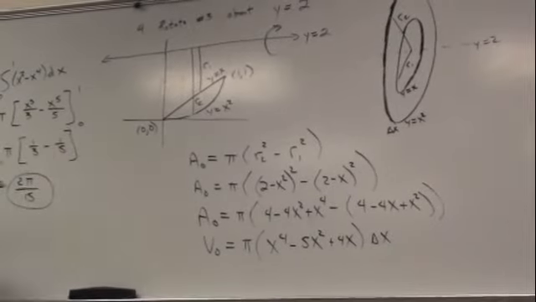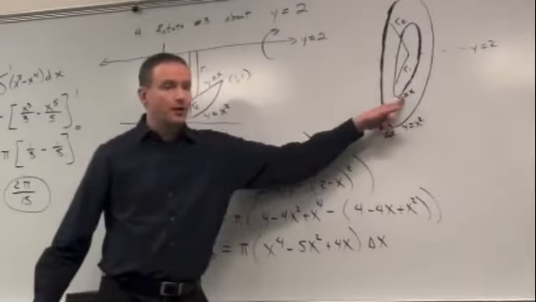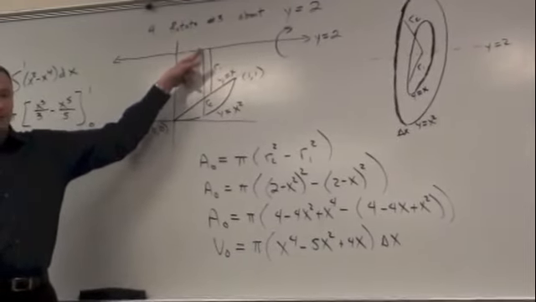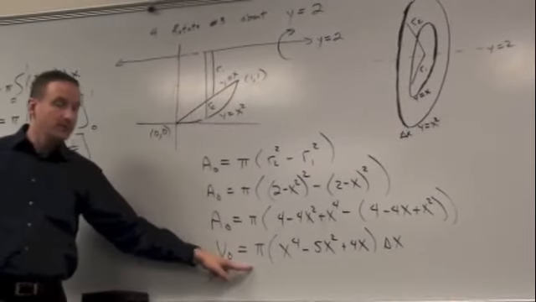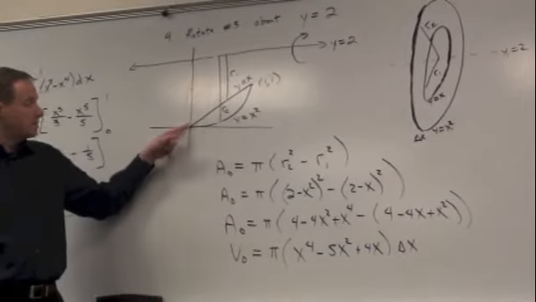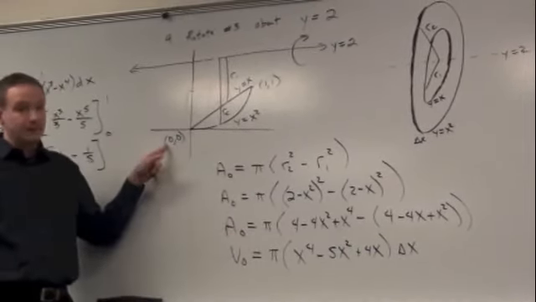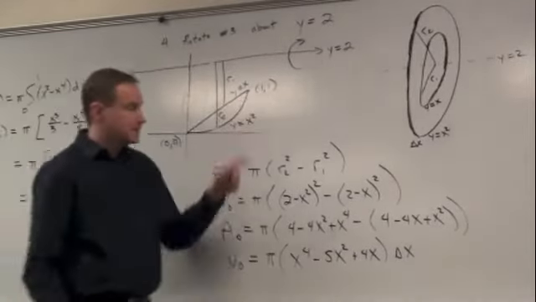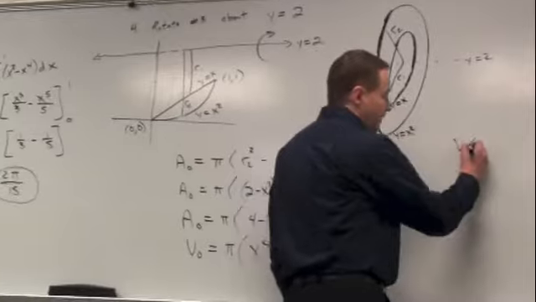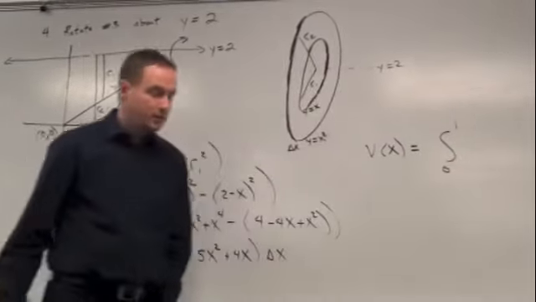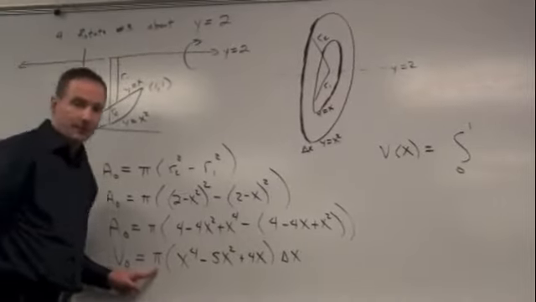So now, this is an arbitrary cross-section of this region rotated about y equals 2. This is the formula for that arbitrary cross-section. Now I'll say, where do those cross-sections begin in terms of x? Well, x equals 0. They end at x equals 1. So the volume of this region in terms of x is going to go from 0 to 1. I'll go ahead and factor the pi out.